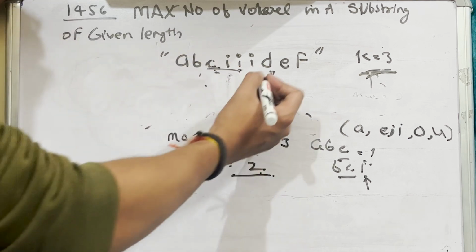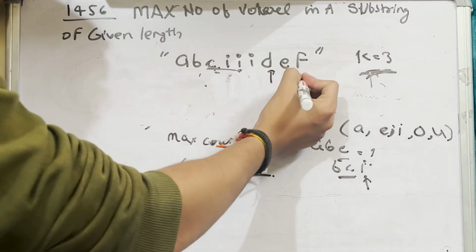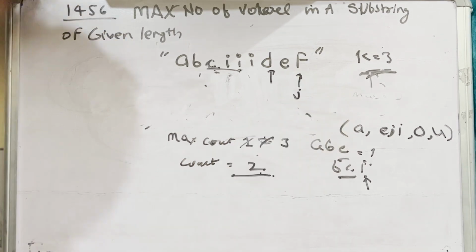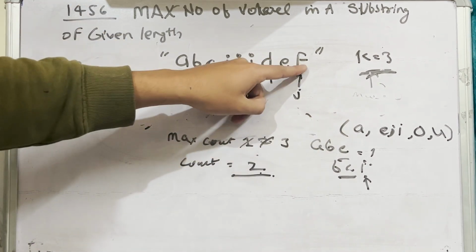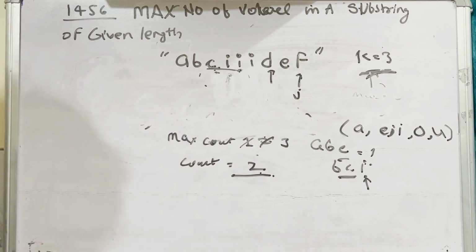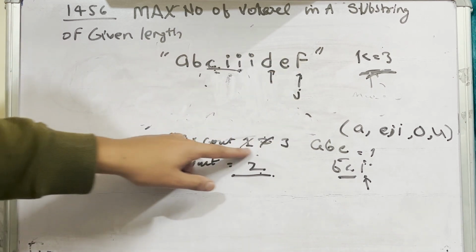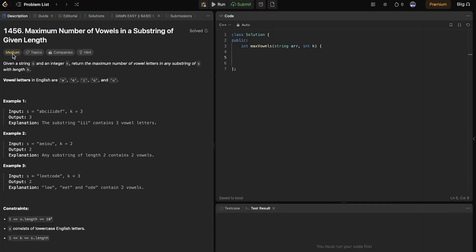How long will you go? You'll go until your J is pointing to the last character of the string. Then you'll stop, and you'll return the maximum count. That was the question I was talking about, and this is the example that I just told. So let us code the solution.